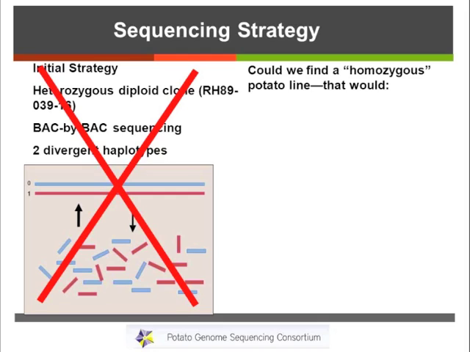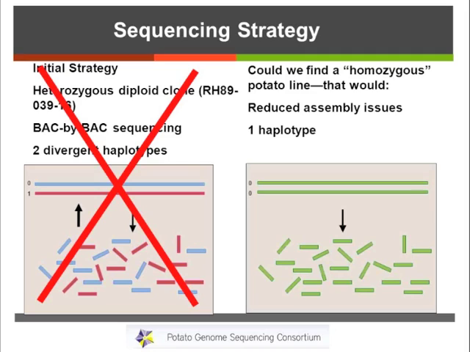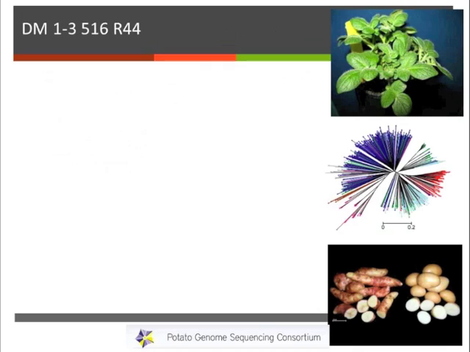So the question then was, could we find a homozygous line? And this would reduce our assembly issues. There'd only be one haplotype that we were looking at, and essentially you'd have, if it was a double monoploid, you'd have your two haplotypes. You chop them up, and then it would be much easier to put them back together.